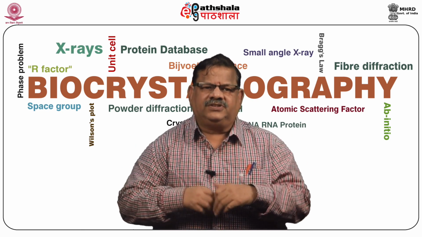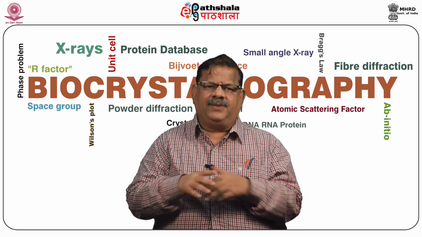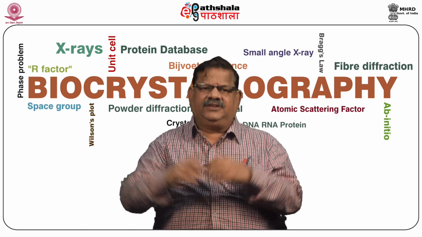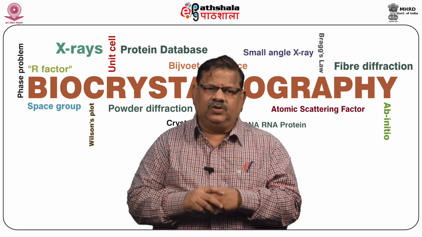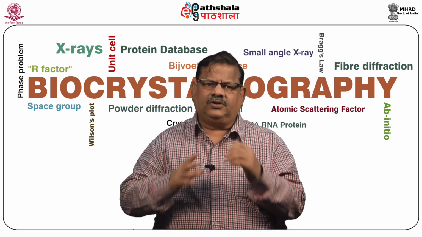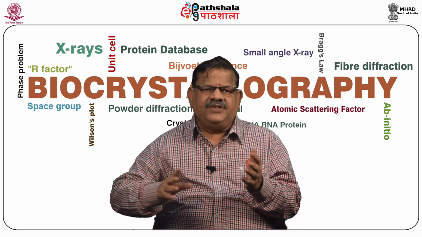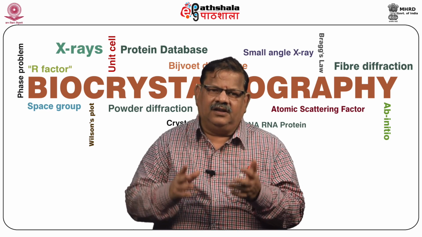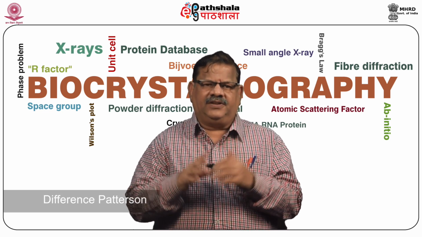Now, suppose instead of this square of the amplitude, you use the square of the amplitude differences, I will tell you later on what the differences are due to, that is known as a difference Patterson. There are two types of difference Patterson. One is called a dispersive difference Patterson and the other is called a Bijvoet difference or anomalous difference Patterson.